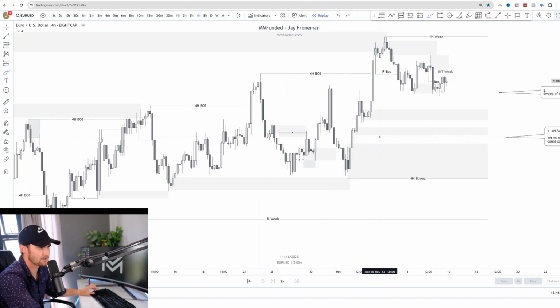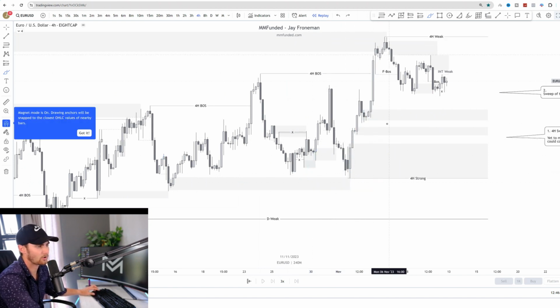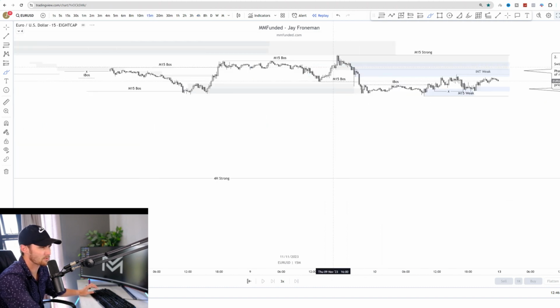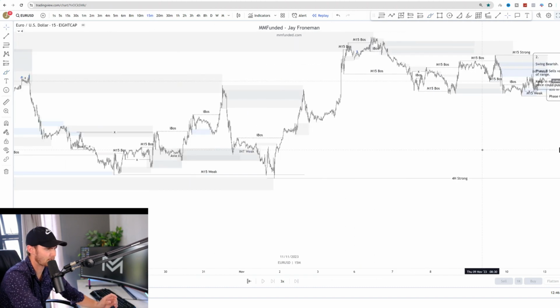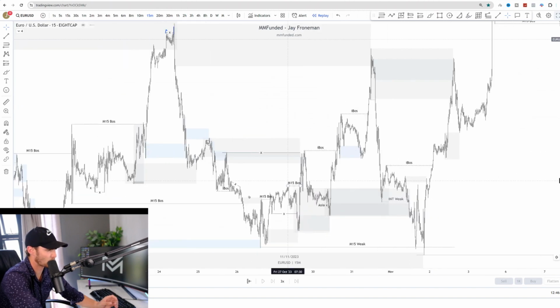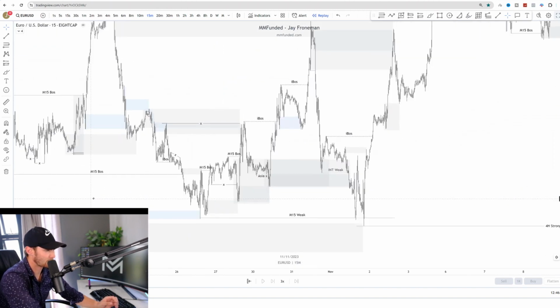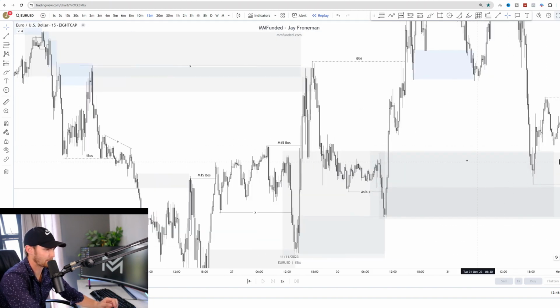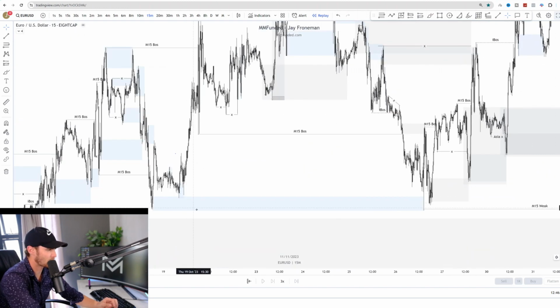Okay, so this was ultimately where we got involved, I think it was about 2 weeks ago on EURUSD when we live streamed that. The stream is somewhere up in the Discord. Right over here. Okay, so we mitigated the higher time frame 4-hour POI.